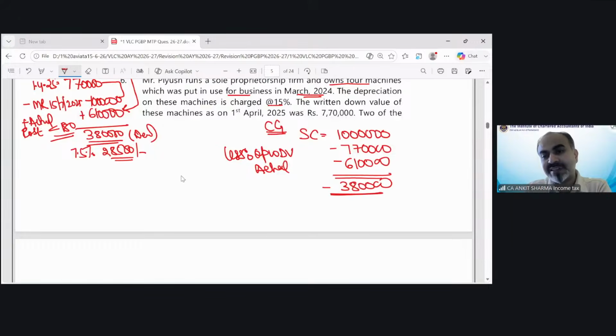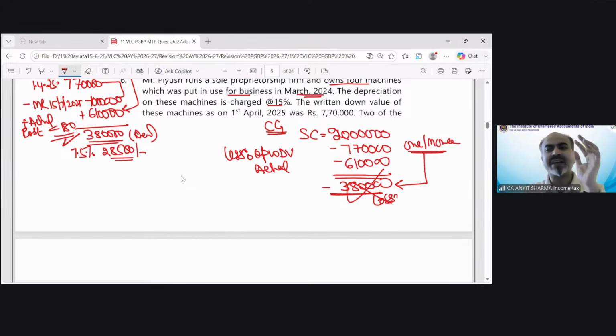Now the provision says if one or more assets have been transferred and the block does not cease to exist, in that case, if there is a loss, then there is no treatment under capital gain. On this loss, you can claim depreciation under the PGBP head. Yes, in this example, suppose the sale consideration is 20 lakh. So now that means money received is exceeding the opening WDV and the actual cost of the asset. In that case, there could be a capital gain.